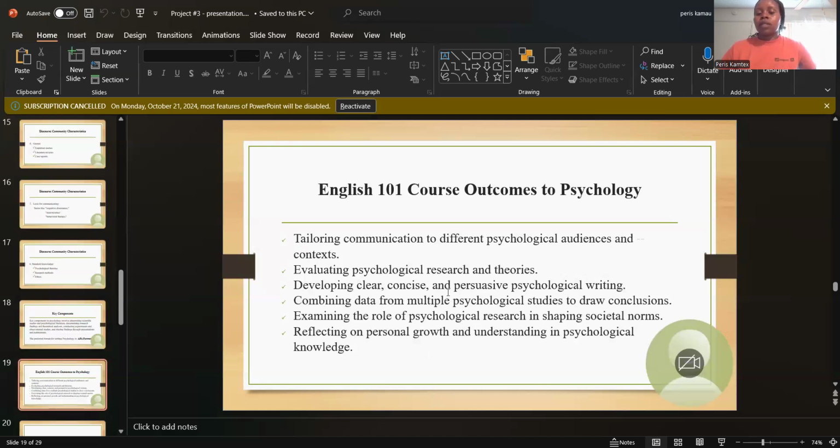English 101 course outcomes for psychology are tailoring communication to different psychological audiences and contexts, evaluating psychological research and theories, developing clear, concise, and persuasive psychological writing, combining data from multiple psychological studies to draw conclusions, examining the role of psychological research in shaping societal norms, and the last one is reflecting on personal growth and understanding in psychological knowledge.